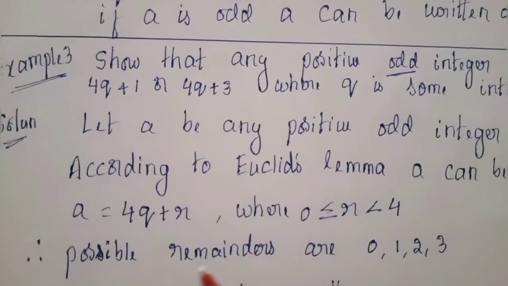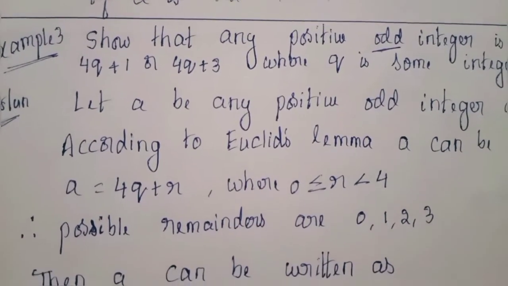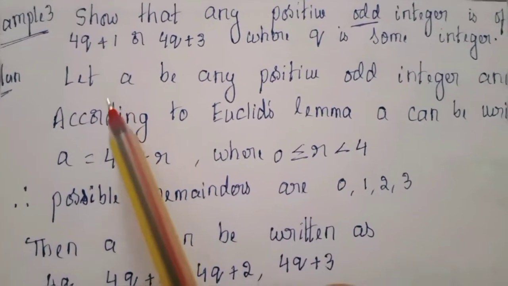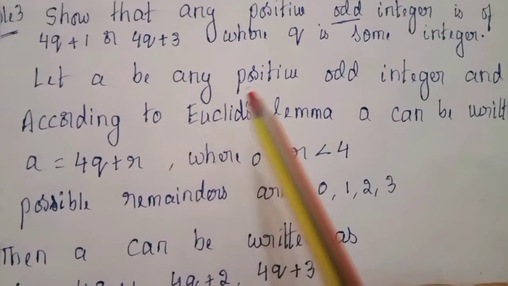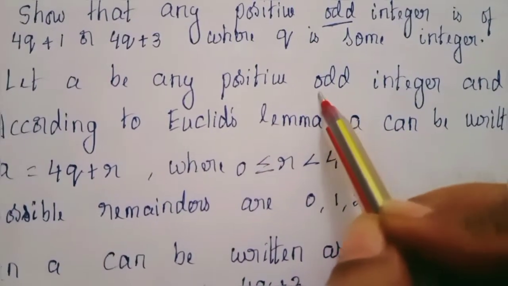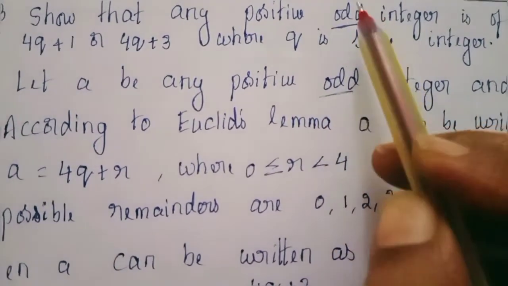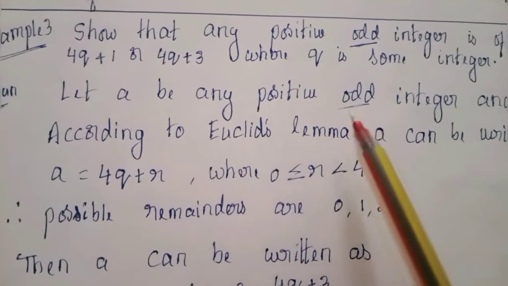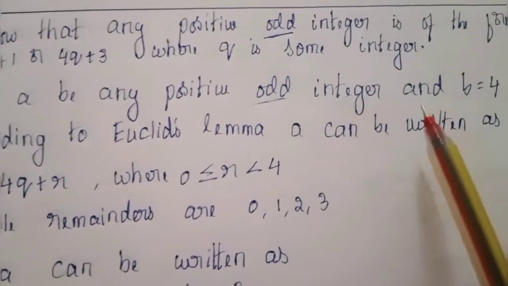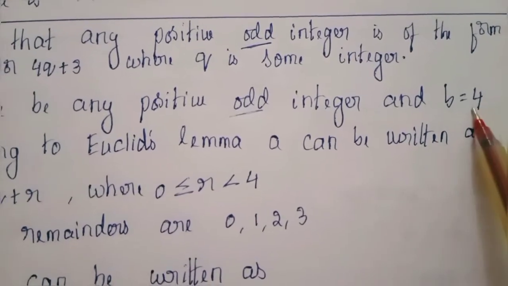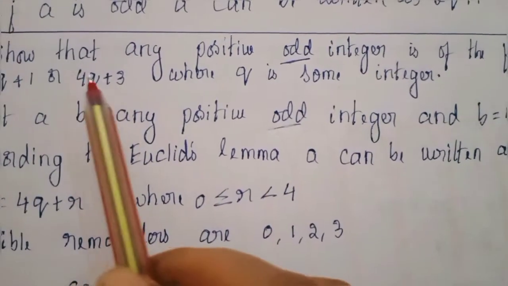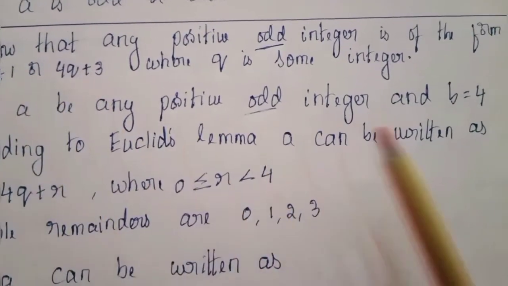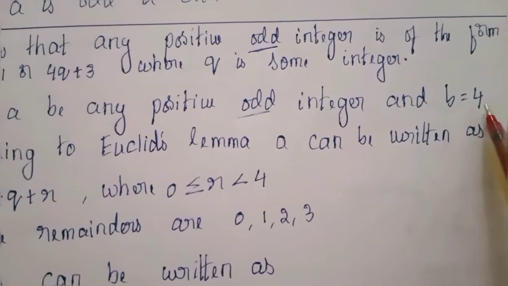So solution. So as it is, whatever I have used the steps in the previous question, just you have to use lemma and substitute. So let a be any positive odd integer. Why I am taking here odd? Because in the question he has mentioned odd. Let a be any positive odd integer and b equals to 4. Why b is 4? Just now I told the coefficient of q, you can see here it is 4. So it is divisor, that is b equal to 4.